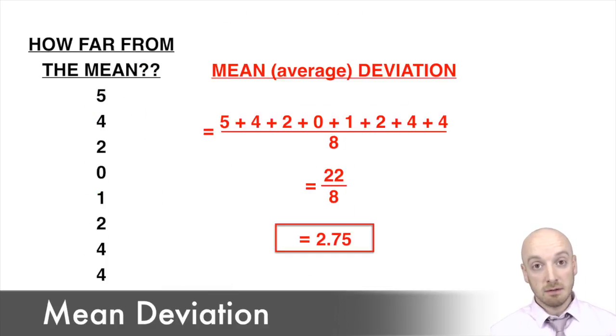Once I have the list of those numbers as positive values only, I'm going to take the mean of that new list. So all the differences that I just wrote down, I'm going to add them up and divide by the number of values. Watch how that happens. Now notice I added them up and divided by 8 because I had 8 values in the list.